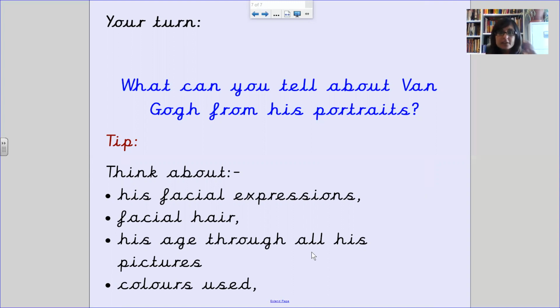Let's have two. Can you tell me two things that you've deduced, that you've thought about, what you think about Van Gogh using his portrait and using what you can see, not what the internet says, not what I've said, but what do you think? And remember, you can explain why. That would mean that you have looked at his portraits really well.